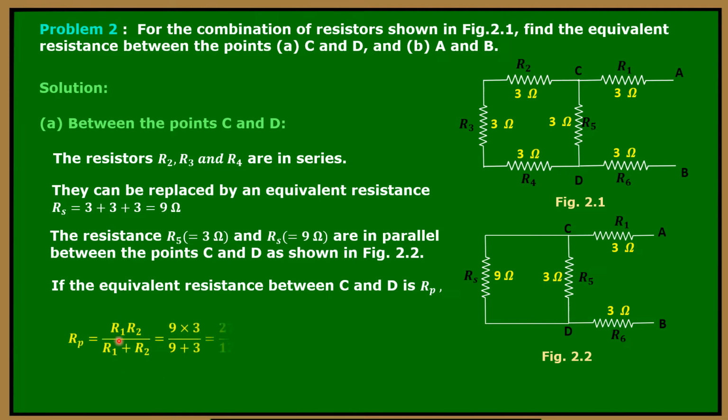Then Rp is equal to R1 R2 by R1 plus R2. So here R1 is 9 ohms, R2 is 3 ohms. 9 into 3 by 9 plus 3, we get 27 by 12. So 3 fours are 12, 3 nines are 27, we get 9 by 4. This is equal to 2.25 ohms. So the equivalent resistance between the points C and D is 2.25 ohms. So this is the first answer.